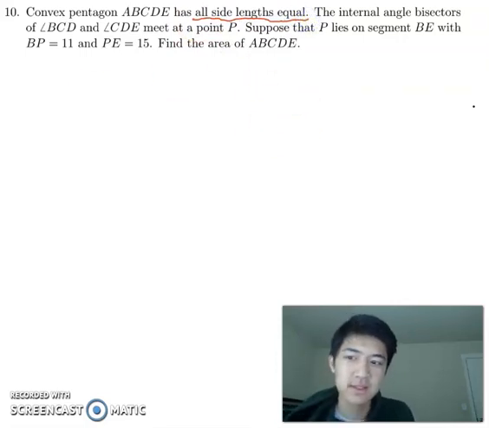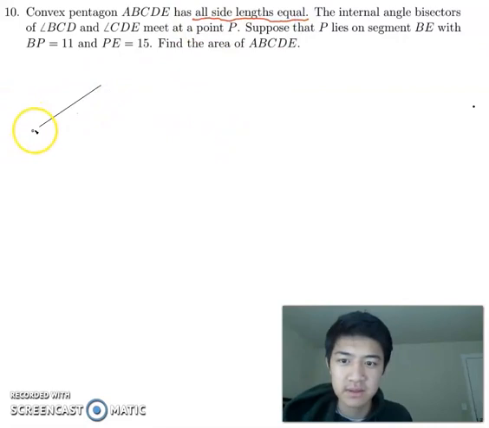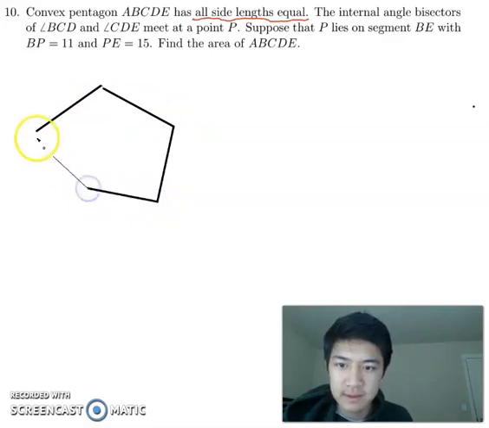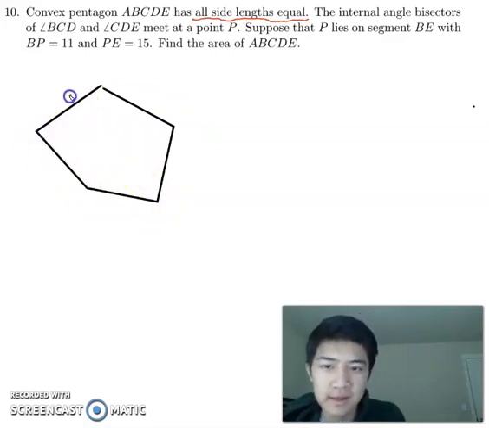So if it has all side lengths equal, then we can try drawing a pentagon with all of its side lengths equal. So let's just try to draw one right now. And it might look something like this. Okay. And so we know that all of these 5 lengths are equal.